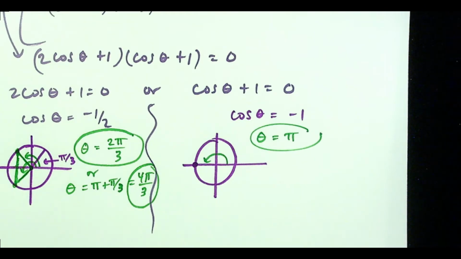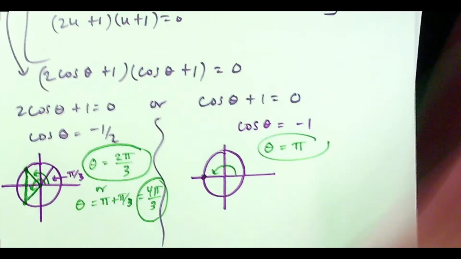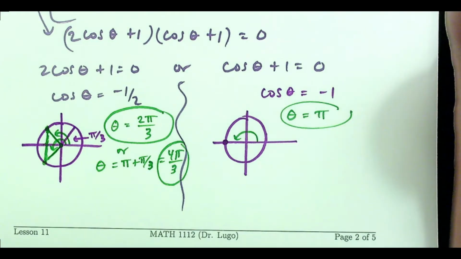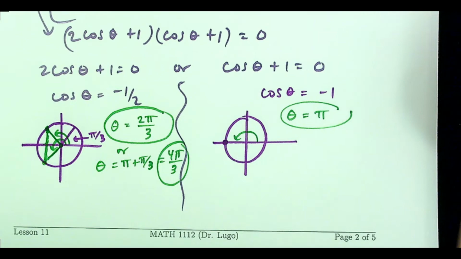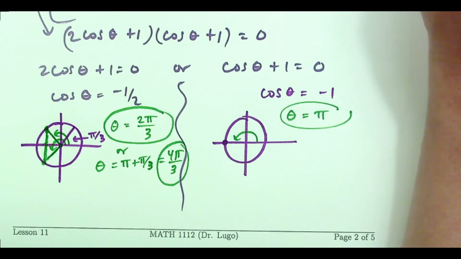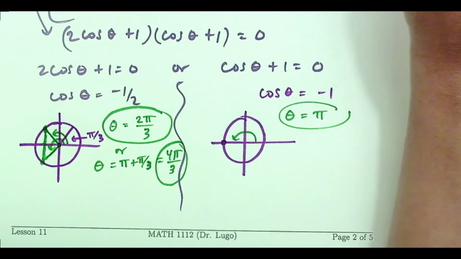That's it. So that answers the first part of the question, which is what are all the angles between 0 and 2 pi that solve the equation? Well, these are all the angles between 0 and 2 pi that solve the equation. The follow-up question was, what is the general solution? Meaning, if I was looking for all the solutions, not just the ones between 0 and 2 pi, what would be the answer?